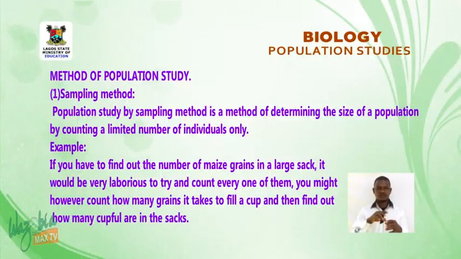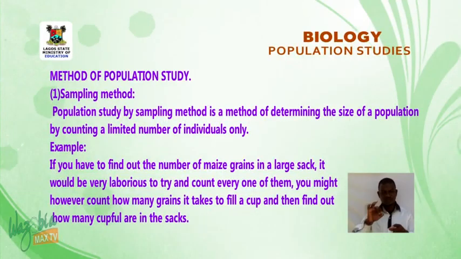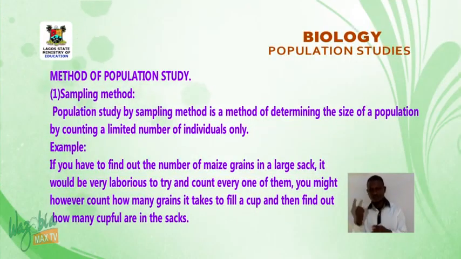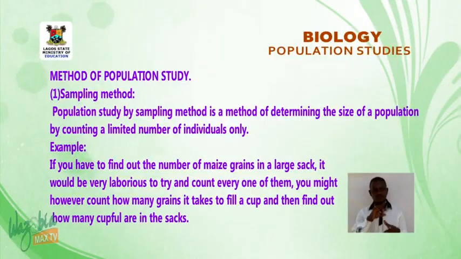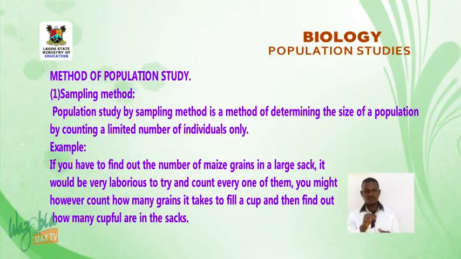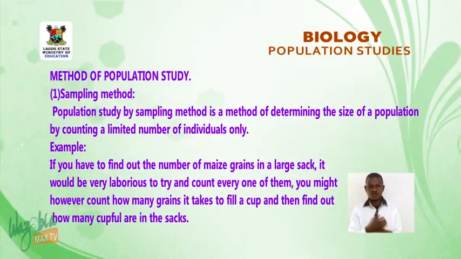Method of population study. Sampling method. Population study by sampling method is a method of determining the size of a population by counting a limited number of individuals only. Example: if you have to find out the number of maize grain in a large sack, it will be very laborious to try and count every one of them. You might, however, count how many grains it takes to fill a cup and then find out how many cupfuls are in the sack.